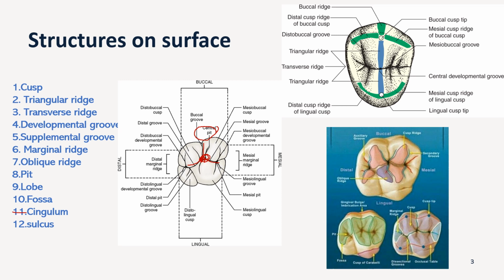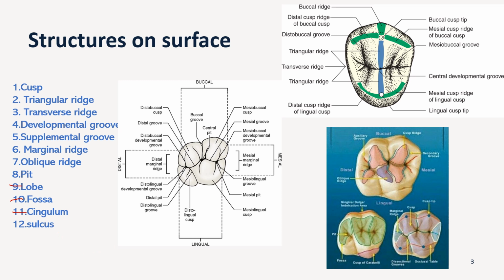Cingulum is present on the lingual surface. Cingulum is a feature of anteriors. It is not present in posteriors. Suppose I am drawing a canine here, suppose this is the upper canine. There is an elevation like a cusp on the lingual surface of anteriors, known as the cingulum. The prominent feature of anteriors is the cingulum, and it is more prominent on the canine.